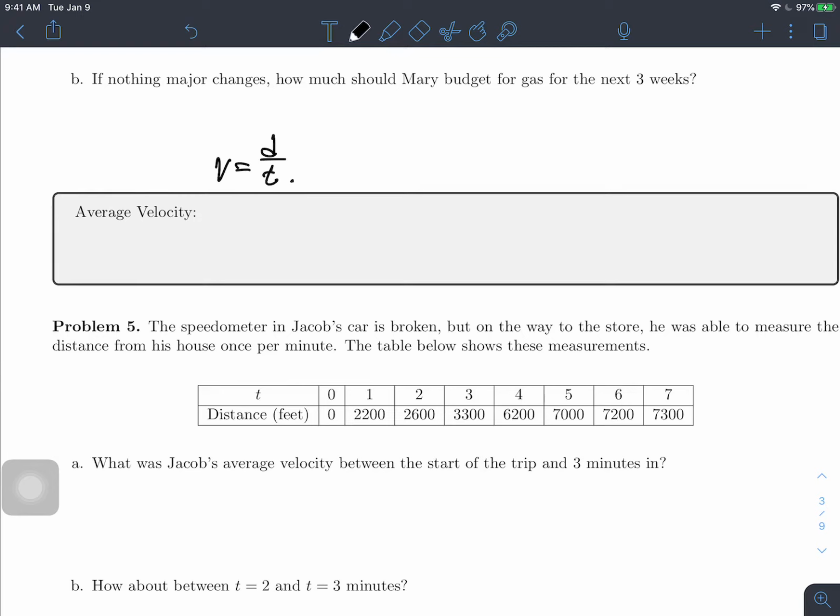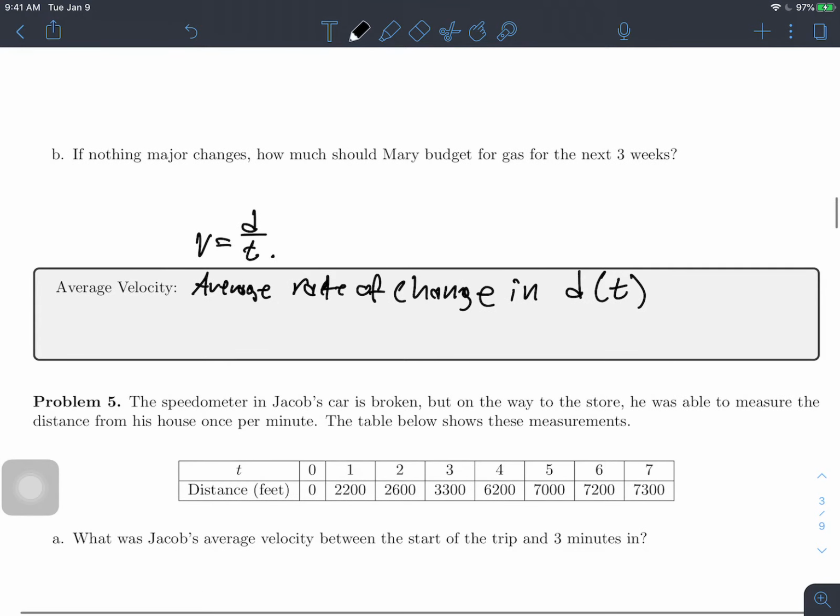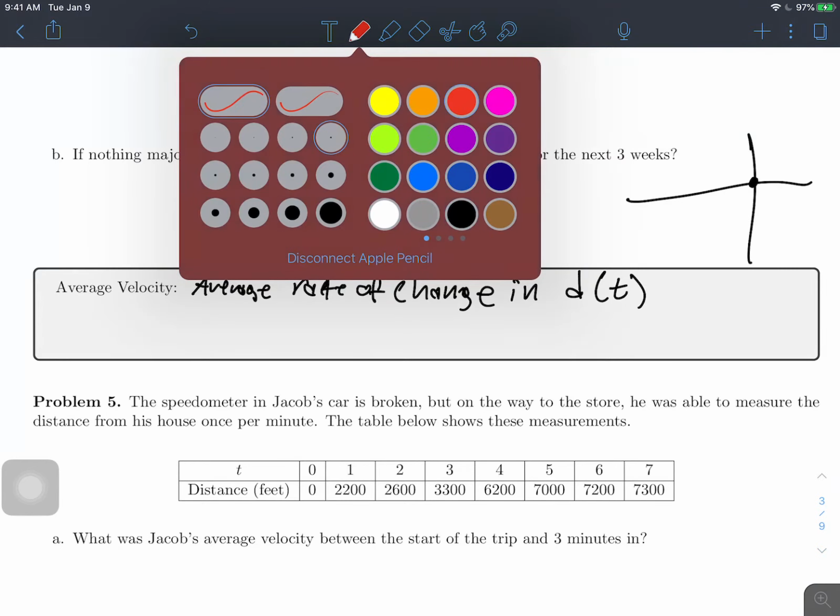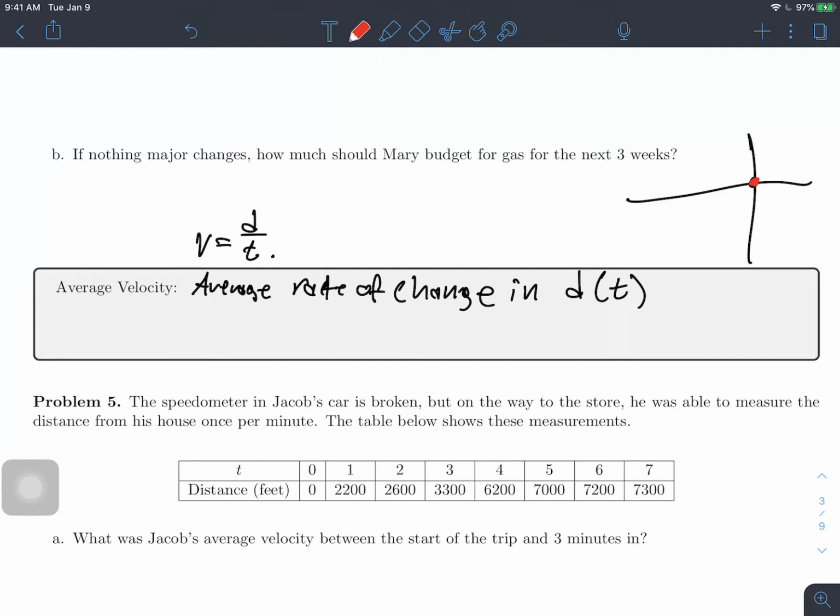So, we're going to write, well, how are we going to write this? The average velocity is going to be the average rate of change in d of t, where d of t is the distance function. Okay? So let me explain what I mean by that. If I had a distance function and I start at the origin, then that means I started at home. And I go up like this, that means that my distance was going up as time evolved.